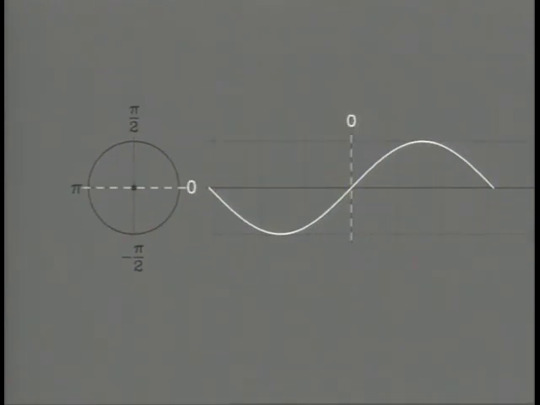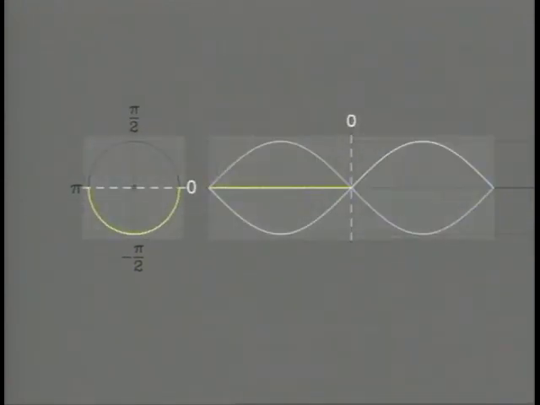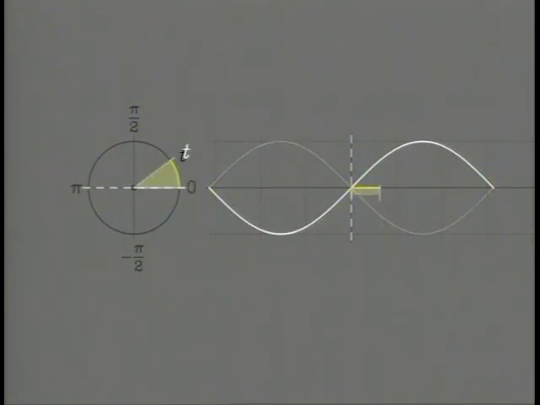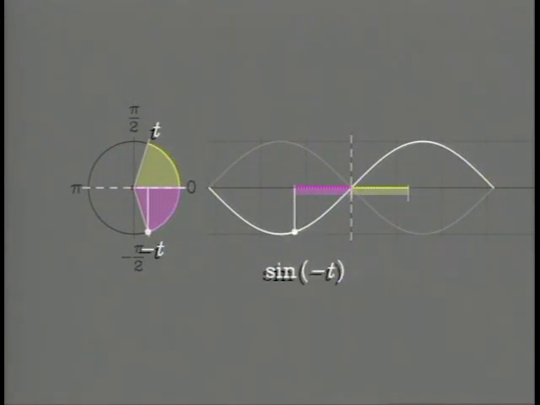The circle is also symmetric with respect to this diameter. If this is t, this is negative t. The sine of negative t is the negative of sine t.